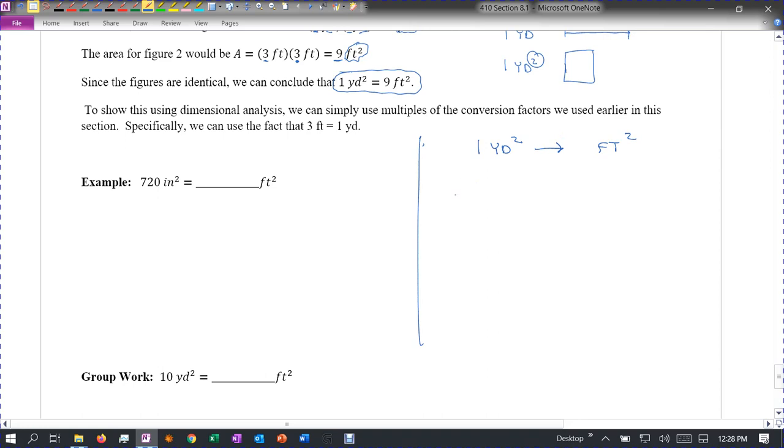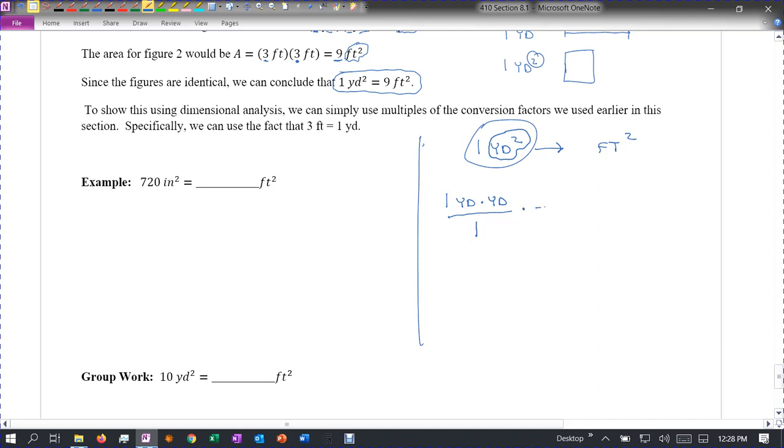Well, this is the tricky part. You're going to write down 1 yard times yard. Now, I know that seems weird, but remember, this yard squared means yard times yard. So just like we did before when we were doing gallons and pints and cups and all that, you always start with whatever you're starting with, you write it over 1. Here we do the same thing. We write 1, but because of the yard squared, we write yard, yard.